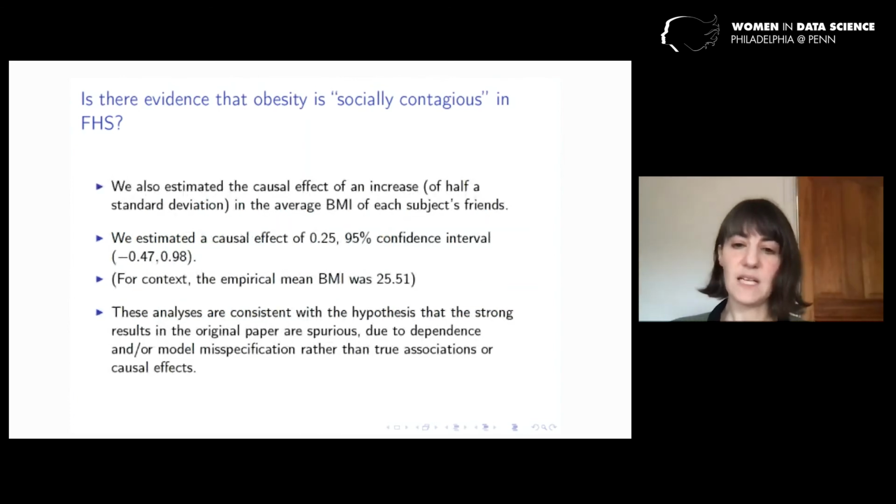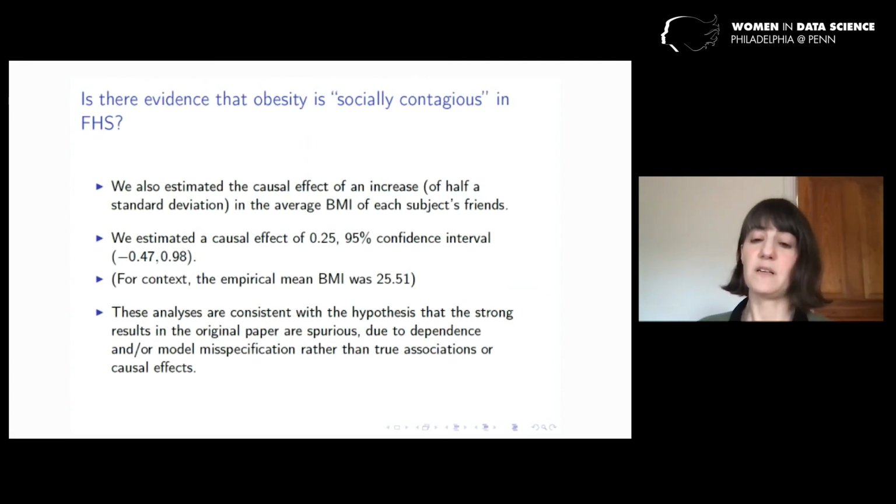We also estimated a slightly different causal effect, so the causal effect of increasing the average BMI among an ego's alters by half of a standard deviation, which is 2.2 in the units of BMI. And again, we estimated this causal effect to be indistinguishable from zero. So our analyses, which account for network dependence, are not consistent with the presence of peer effects for obesity, but they are consistent with the conjecture that the original paper could have suffered from spurious associations or anti-conservative inference due to overlooking dependence across the nodes in a network.